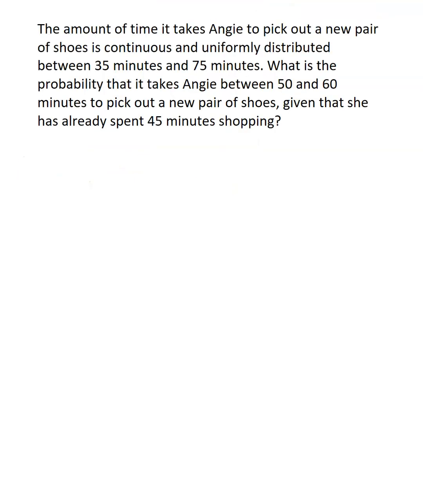So we are going to reuse the Anji problem and just add a condition to it. The amount of time it takes Anji to pick out a new pair of shoes is continuous and uniformly distributed between 35 minutes and 75 minutes. What is the probability that it takes Anji between 50 and 60 minutes to pick out a new pair of shoes, given that she has already spent 45 minutes shopping? So I will walk you through all the steps. I know you are probably going to choose to skip some steps because you know the process, but I'm trying to explain it with utmost detail.